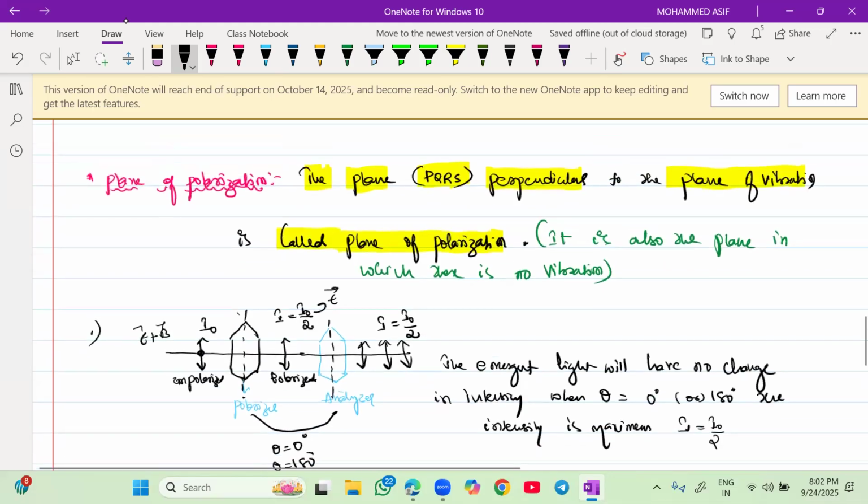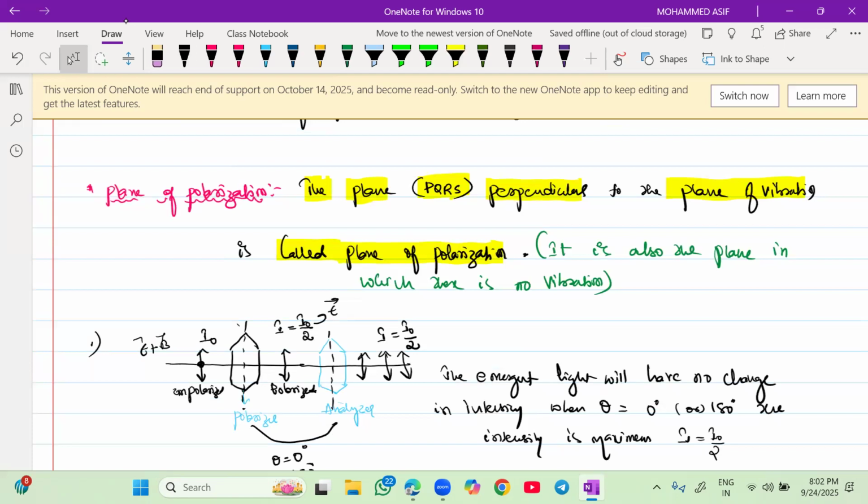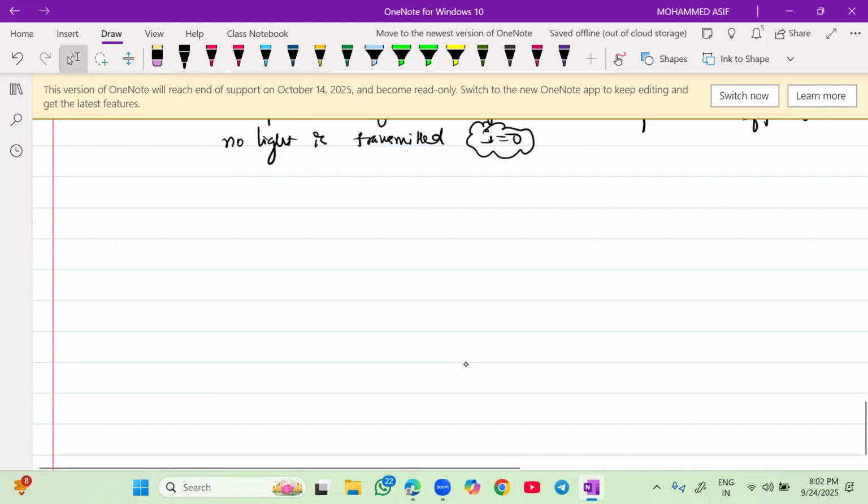That means if the angle between the analyzer and polarizer changes from 0 to 1 degree, 2 degree, 3 degree, 4 degree, 5, 10, 20, 30, 40, up to 90, the intensity slowly reduces and finally becomes 0. Am I clear? Any doubt in this one? No, sir. Now come to our actual formula on which the problems are based, which we call Malus law.